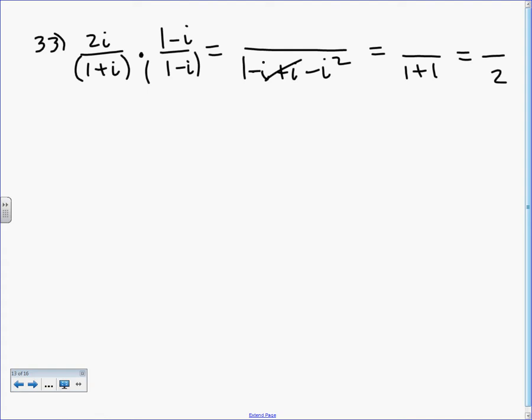I can't have i in the bottom. Did I get rid of i in the bottom? Is there an i in the bottom anymore? Okay, so I did it. So now I feel confident that I probably did it right, so I'm going to go to the top. All right? This is just the distributive property. What's 2i times 1? 2i minus what? 2i squared. And what's i squared again? -1. Two negatives make a positive. So it's 2i plus 2.